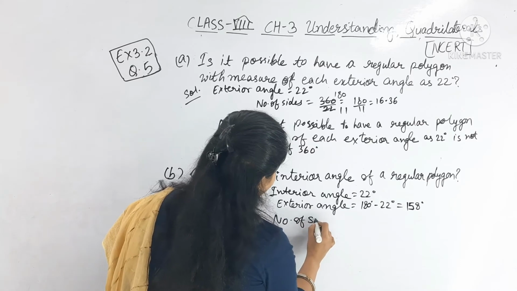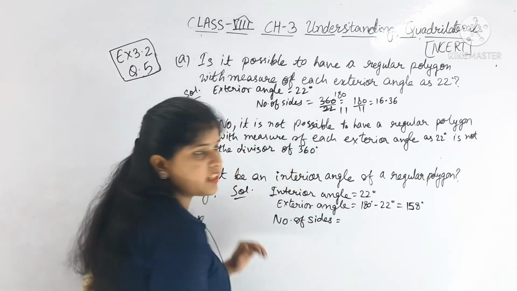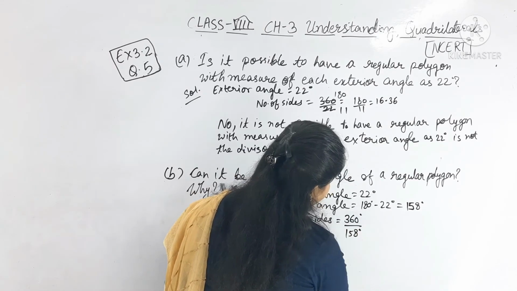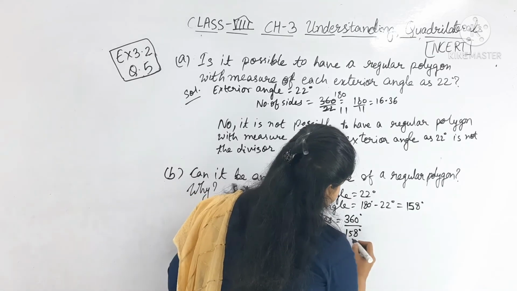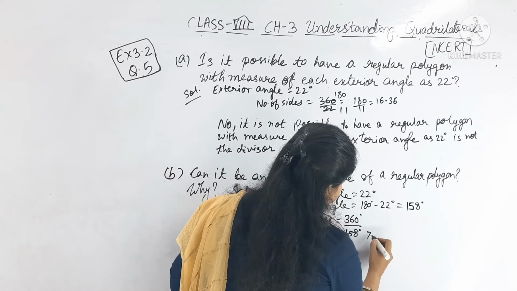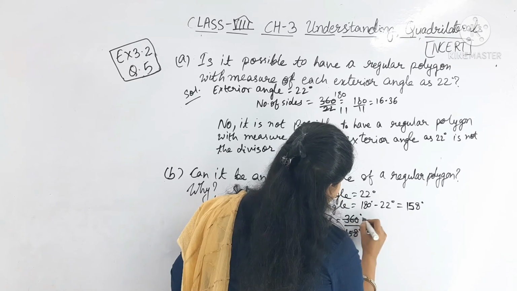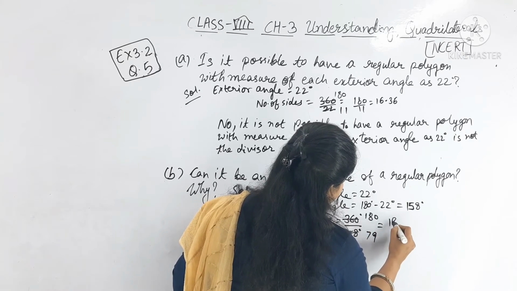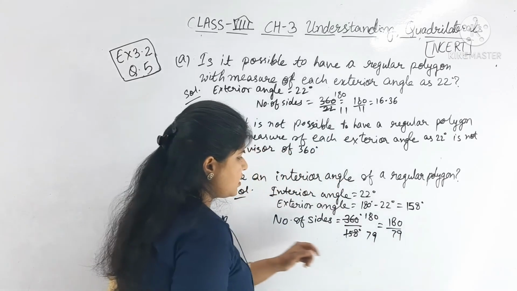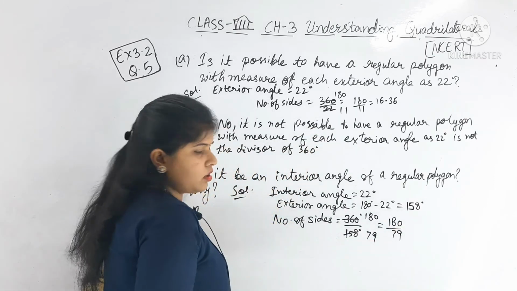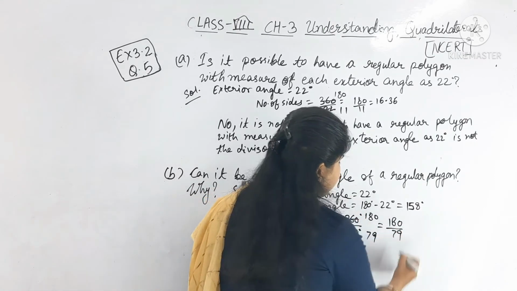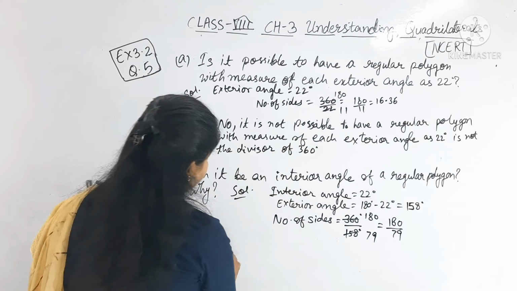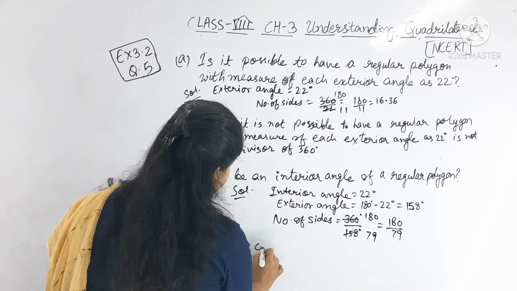Okay, so we have to write this formula: number of sides is equal to the sum of the exterior angles, which is equal to 360. So I am writing here directly 360 divided by 158 degrees. So we have to cancel out here. 2 7s are 14 and 2 9s are 18 here. 2 1s are 2, 1 16, 2 8s are 16, 0. 180 divided by 79. 79 is a prime number, it can't be reduced. Okay, so it is a fraction, so it will come in decimal point.